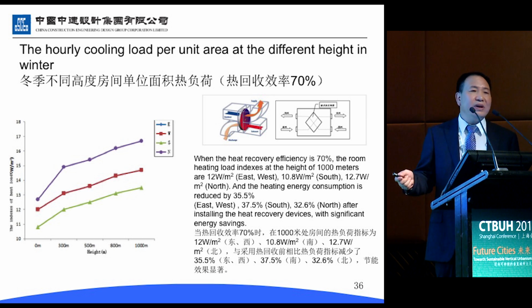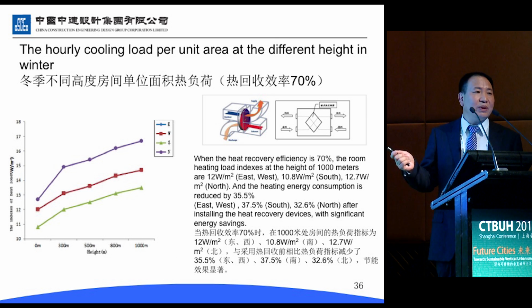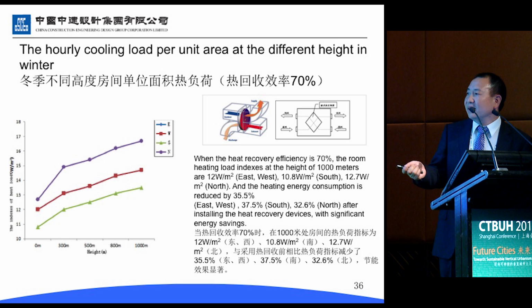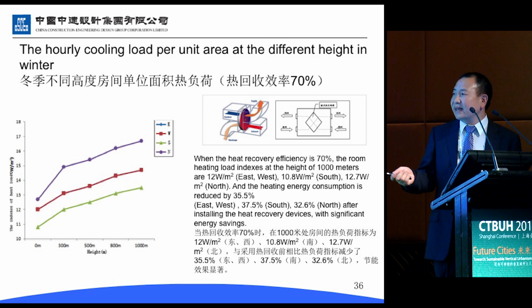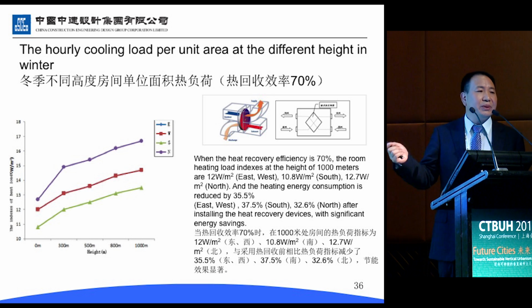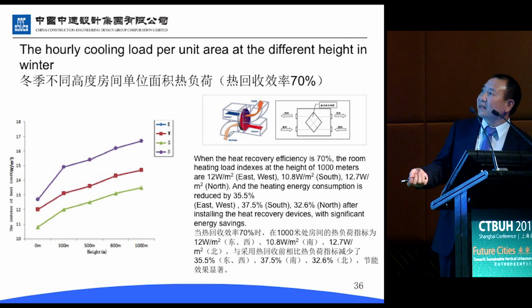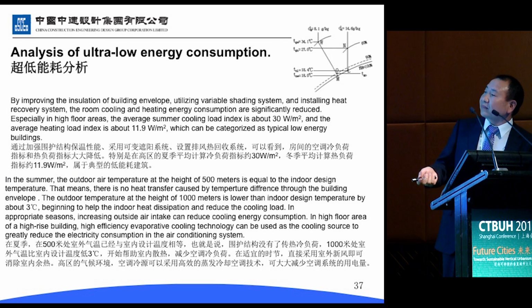Now, this is the hourly cooling load per unit area at the different height in winter. Actually, heat recovery can reach about 70%. This is actually the heating load. So when the heat recovery efficiency is 70%, the room heating load indexes at the height of 1,000 meters are about 12 watts per square meter in the east and west, and then 10.8 watts per square meter in the south.